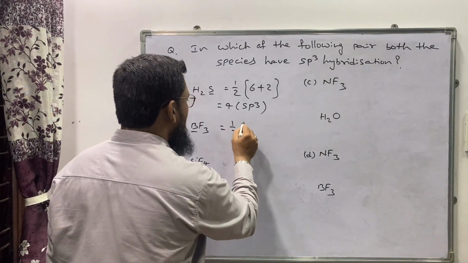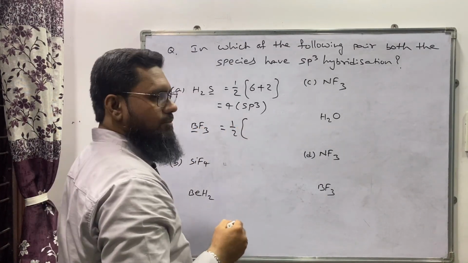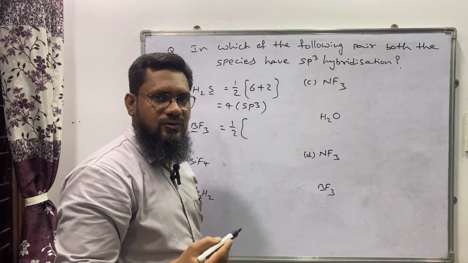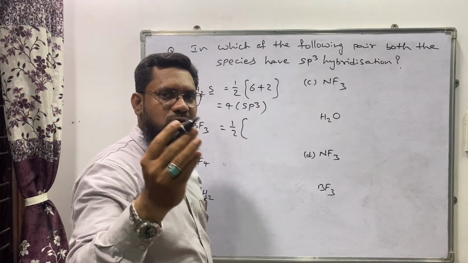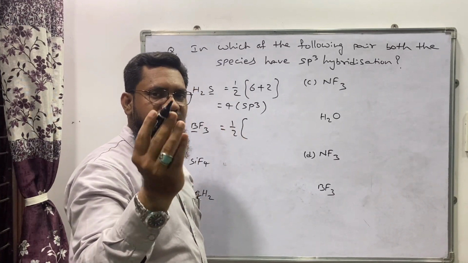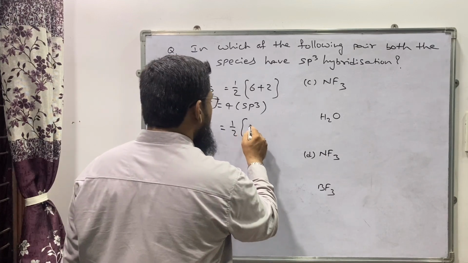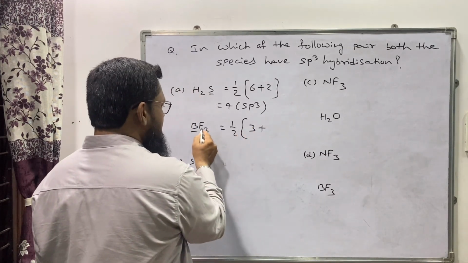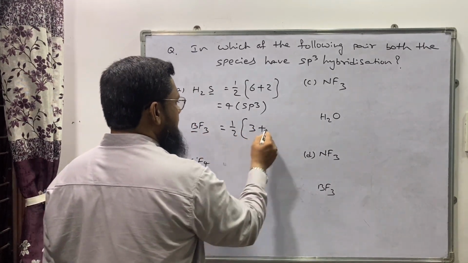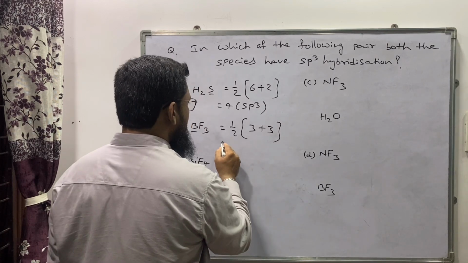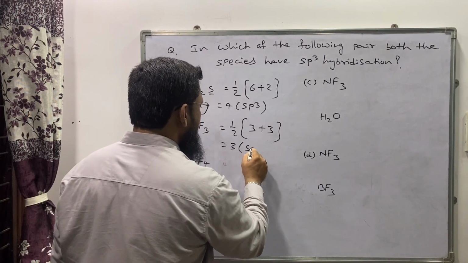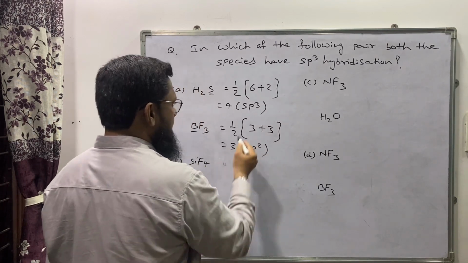So it is half of V plus X. If you take boron, boron is having 3 valence electrons: 1s2, 2s2, 2p1. 2 plus 1, 3. So it is having 3 valence electrons. V plus X, number of monovalent atoms are 3. So 3 plus 3 is 6, 6 by 2 means 3. 3 means here it is sp2 hybridization.